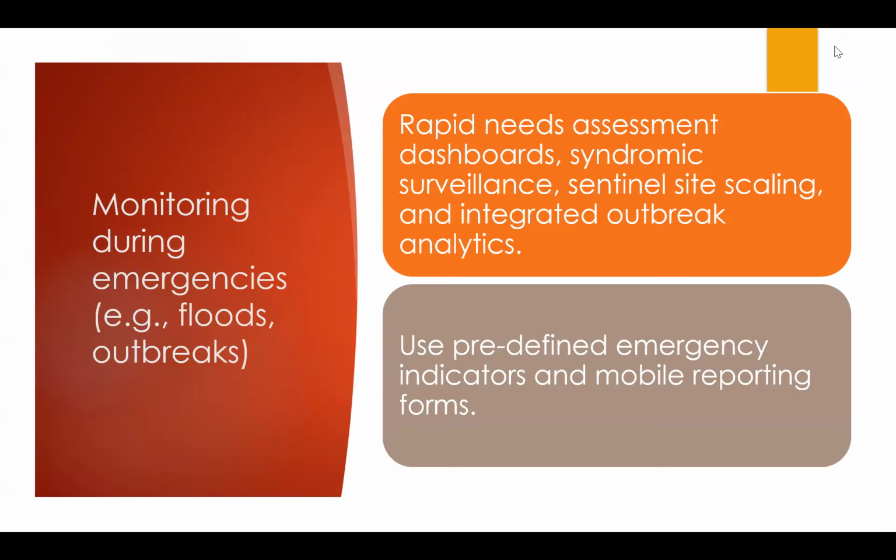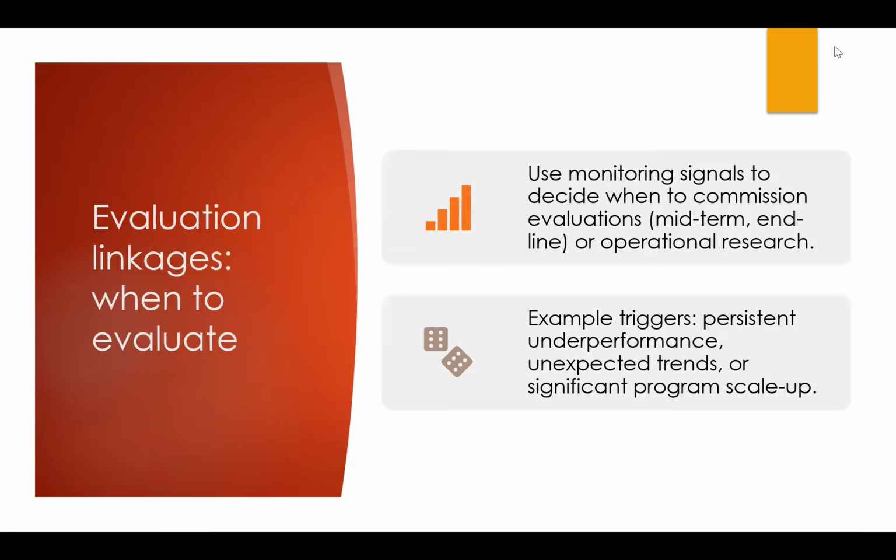For monitoring during emergencies, like in cases of floods or outbreaks, a rapid needs assessment dashboard should be made, syndromic surveillance, sentinel site scaling, and integrated outbreak analytics should be done. Use of predefined emergency indicators and mobile reporting forms can further accelerate the process. For evaluation linkages, when to evaluate, use monitoring signals to decide when to commission evaluation, midterm or endline or operational research. Example triggers like persistent underperformance, unexpected trends, or significant program scale-up can also help in deciding when to do evaluations.